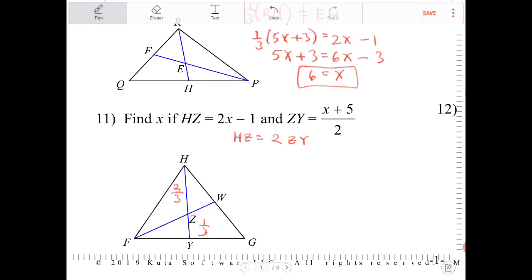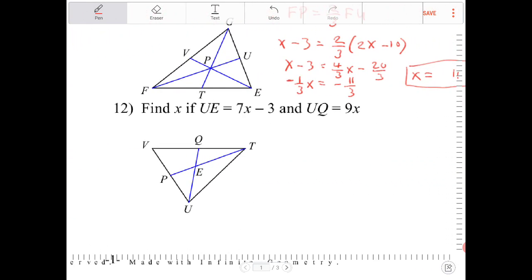Okay, so HZ, 2x minus 1, is going to be double x plus 5 over 2. Since the 2's in the numerator and denominator cancel, I'm left with x plus 5 is equal to 2x minus 1. Subtract x and add 1, I end up with x is equal to 6. And that was the answer from before, right? Okay. Question number 12.